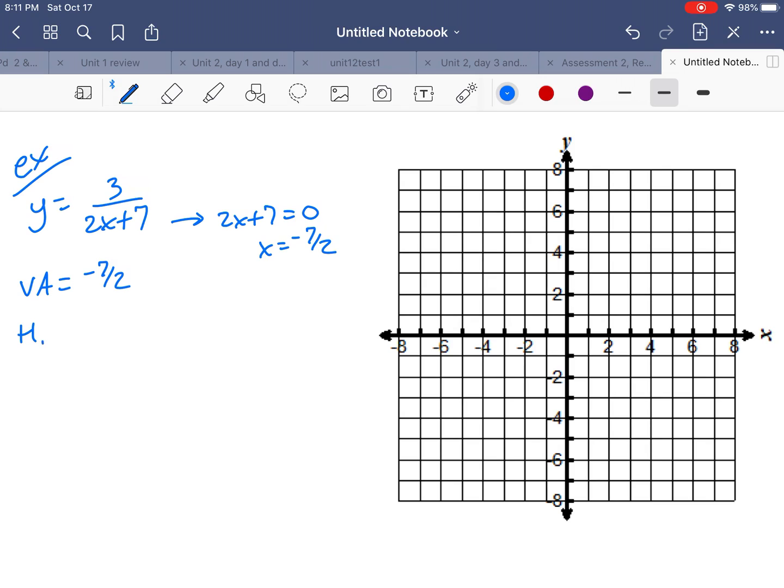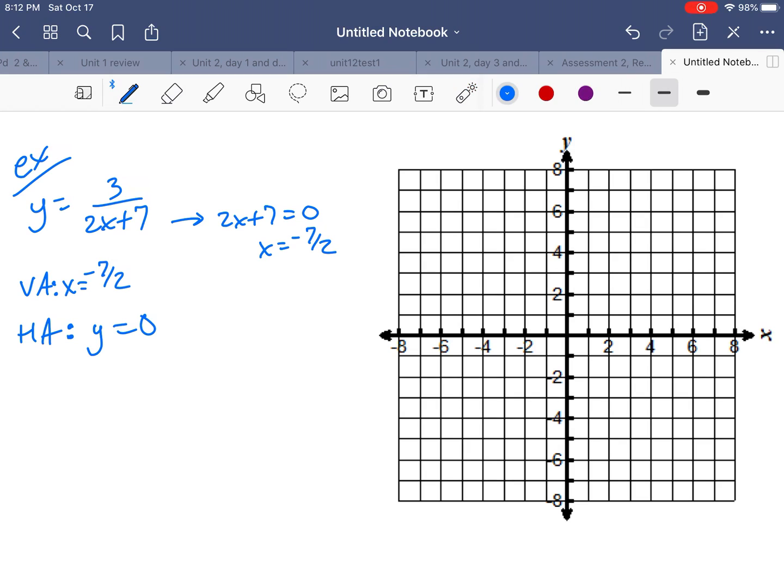My horizontal asymptote is y equals, well, let's take a look. The top part has no x at all right here, and this one does have an x. So the top is smaller degree than the bottom. So automatically, the horizontal asymptote is 0. All right. So my domain would be everything except negative 7 over 2. My range is going to be everything except 0. All right, so just like we wrote in the first example.